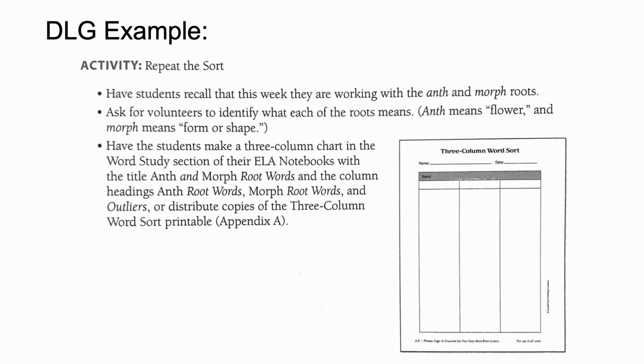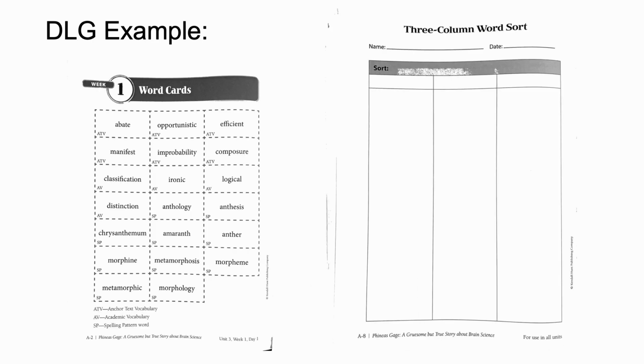Anth root words, morph root words, and outliers are ones that just don't fit into the right spots. And then it says, or just distribute the copy of the 3-column word sort printable here in Appendix A. And of course, all they would do there is put anth, morph, and then outliers. There's always outliers, right? Always outliers. And it's important to know and teach students that that is part of reality.